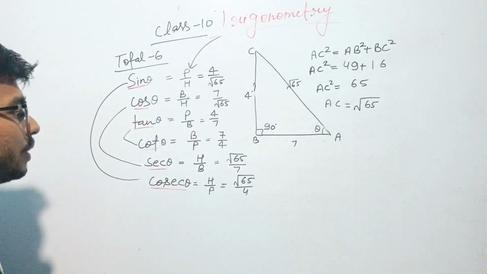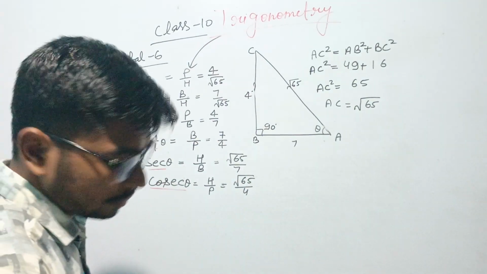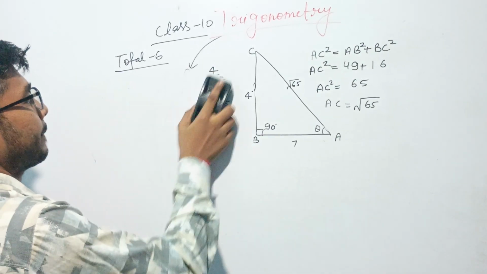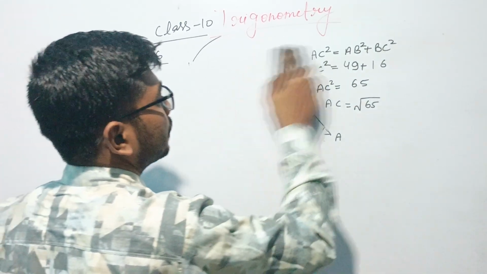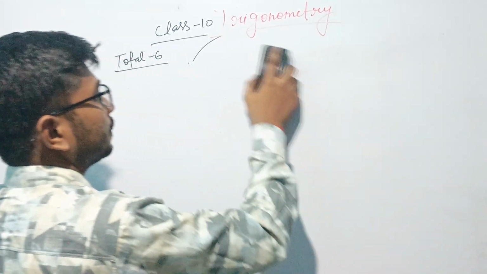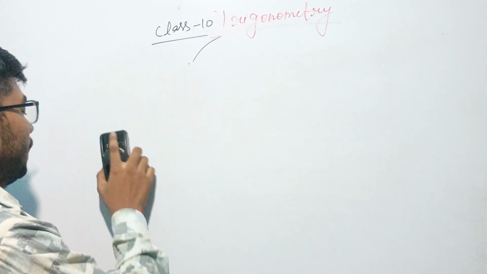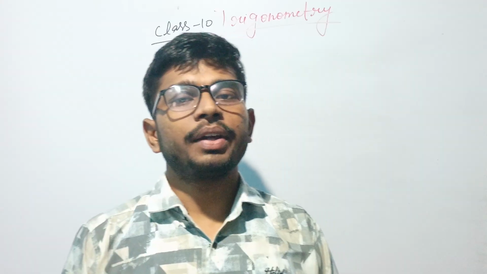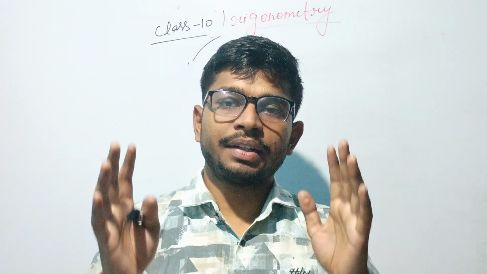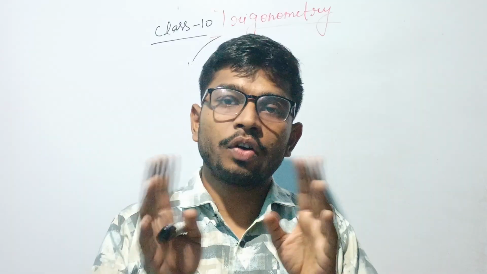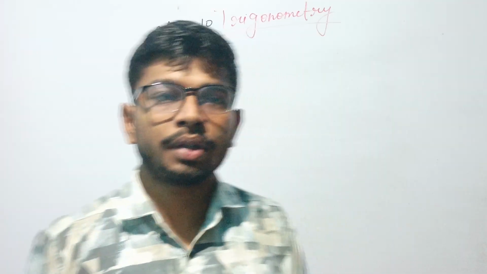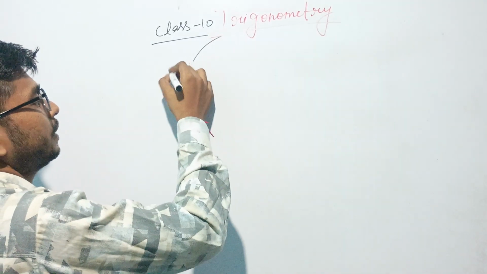Okay, so I can erase this now. The third type is, sometimes they will give you any trigonometric function, then they will ask the value of any expression, any term, or multiplication of two functions. This way they can ask. Okay, so we will do that type of question also.